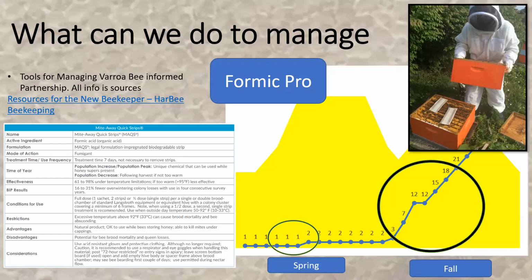There's a lot of great information on this document. And so I'm going to talk about, I believe, three treatment options that are possible throughout the season. This is a changing point.